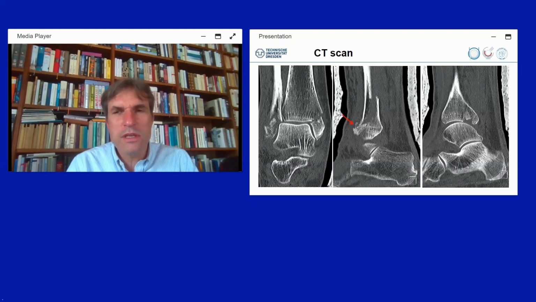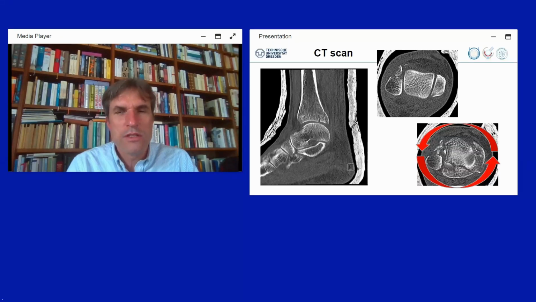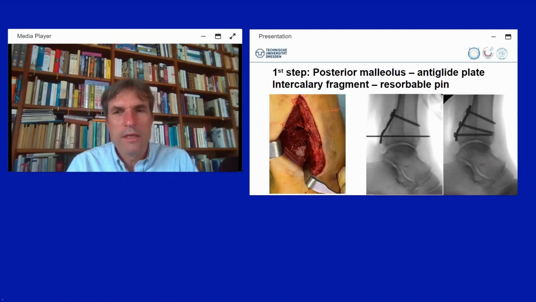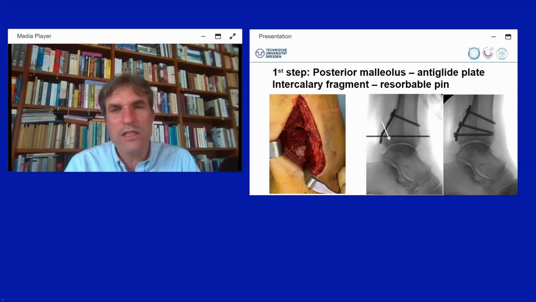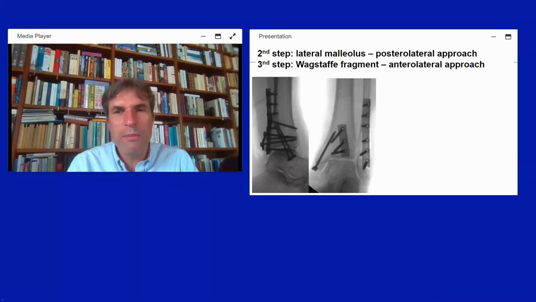As you can see here, the posterior malleolus has an intercalary fragment of considerable size that is carrying the joint surface. So this is another good reason to go from behind. So first, the door is opened, never dissect the syndesmosis because that's what brings the stability. So I open the door, fix the intercalary fragment first, and then put a resorbable pin in, or just leave the K-wire and cut it flush to the bone as a lost K-wire, and then posterior anti-glide plate.